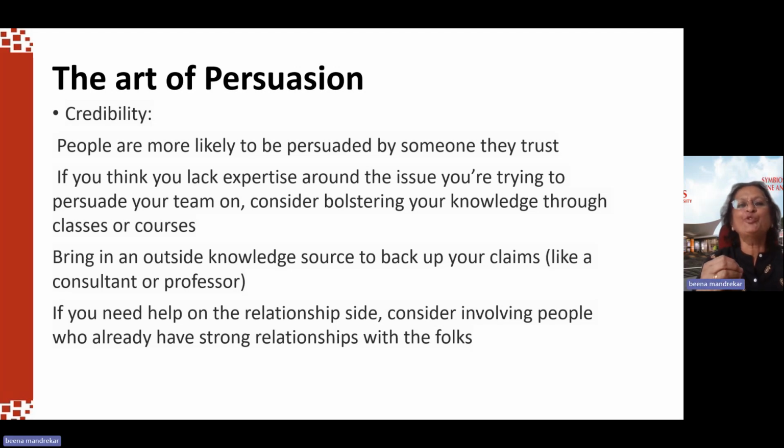And if you need help on the relationship side, consider involving someone who has a strong relationship with the person you are dealing with or negotiating with. Suppose you don't know that person, then get someone from inside your company who has good relations with that person. So there is trust, there is expertise, and there is good relationship. That is credibility.